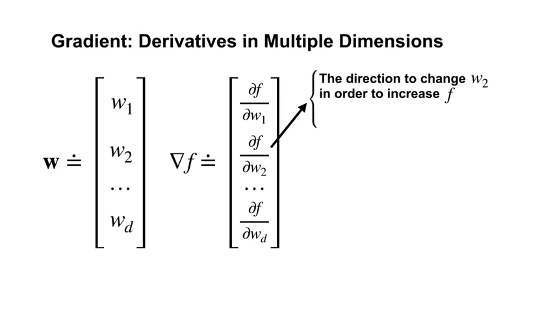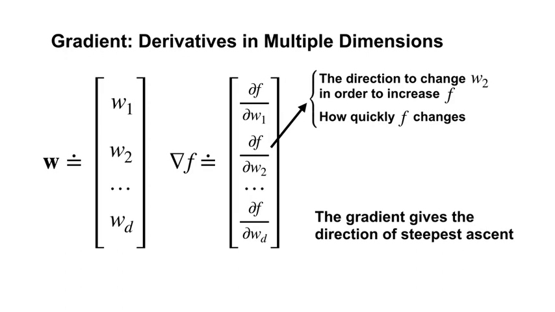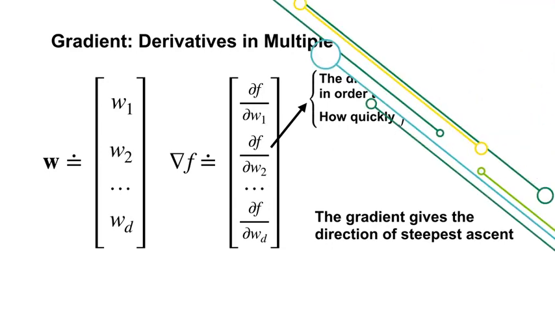The sign of each component of the gradient specifies the direction to change the associated component of w in order to increase f. The direction is either positive or negative. The magnitude of the component specifies how quickly f changes as w moves in that direction. If the function is very steep in one dimension, the magnitude will be high. If it is very flat, the magnitude of the gradient in that dimension will be low. Regardless of the magnitude, the gradient gives the direction of steepest ascent. It provides the direction to change w so that locally f is maximally increased.